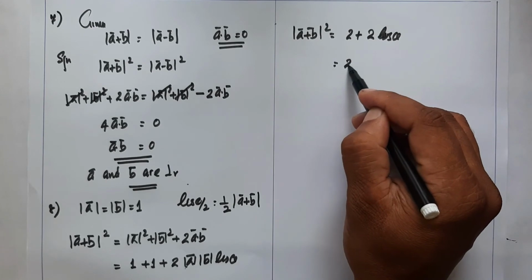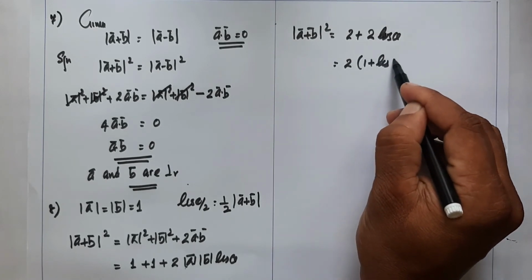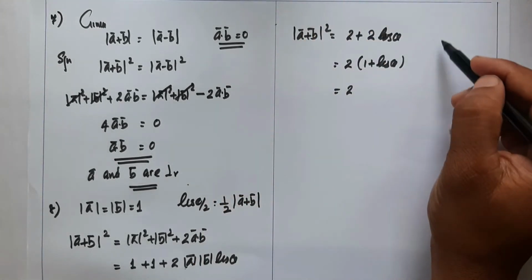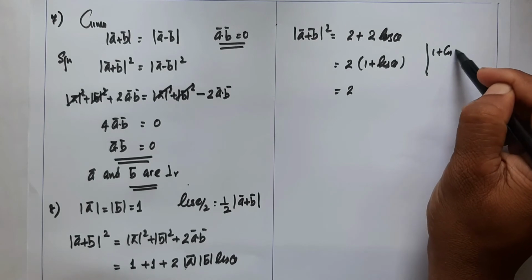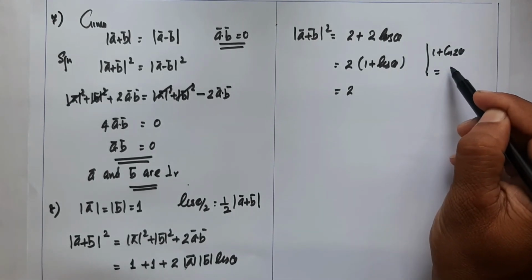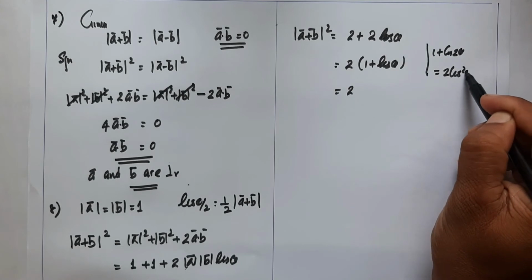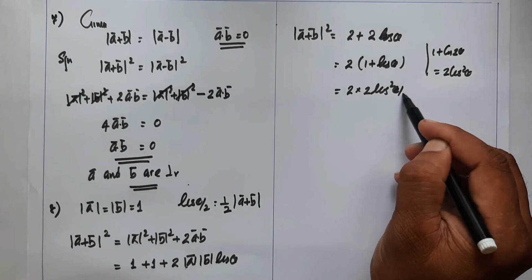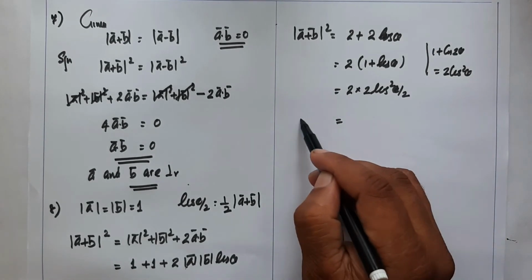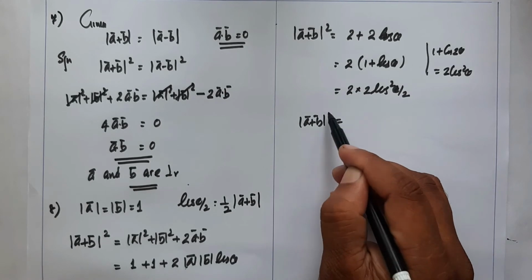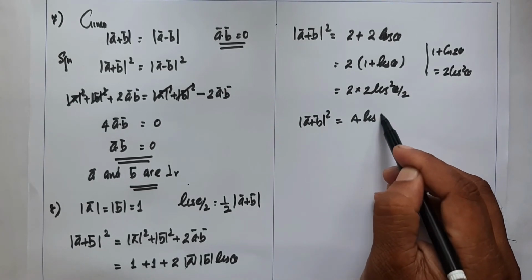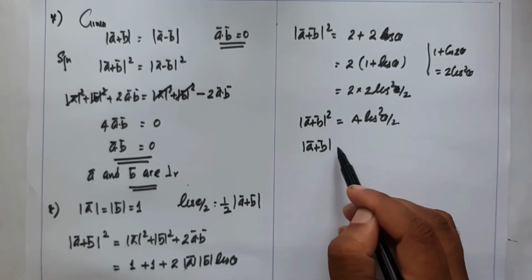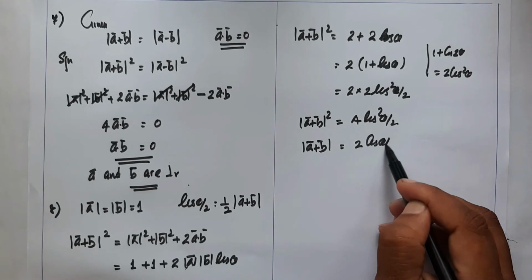That is equal to, when you take 2 as common, we get 1 plus cos theta is equal to 2 into, you know, 1 plus cos 2 theta is 2 cos square theta. In trigonometry, 1 plus cos 2 theta is 2 cos square theta, and therefore 1 plus cos theta is 2 cos square theta by 2, which equals modulus of A plus B square is equal to 4 cos square theta by 2. Taking square root, we get A plus B is equal to 2 cos theta by 2.